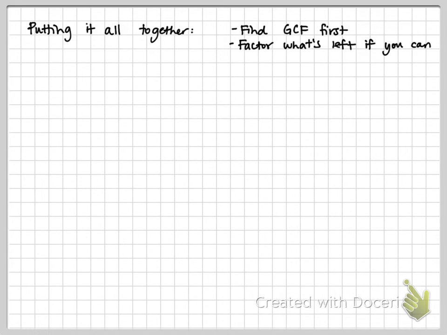All right, now we're going to put it together. So when a problem says to factor something completely, you're going to find a GCF first if you can, and then you're going to factor what's left in the parentheses if you can. So we're going to try this problem. We're going to try to rewrite this expression of 3x squared minus 12. First thing I want you to do is decide, is there a greatest common factor of 3x squared and 12? And there is. I can take a 3 out of both of those terms.